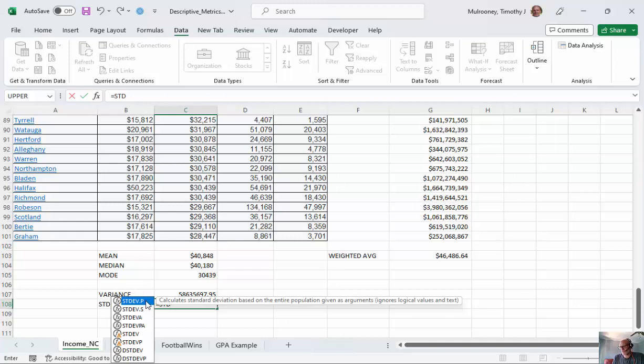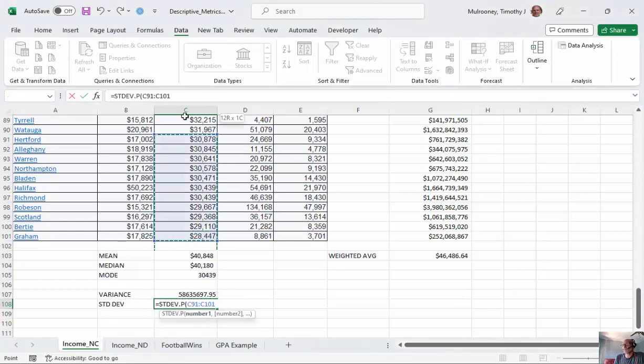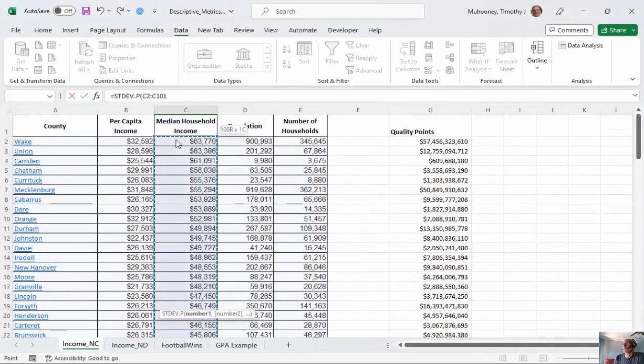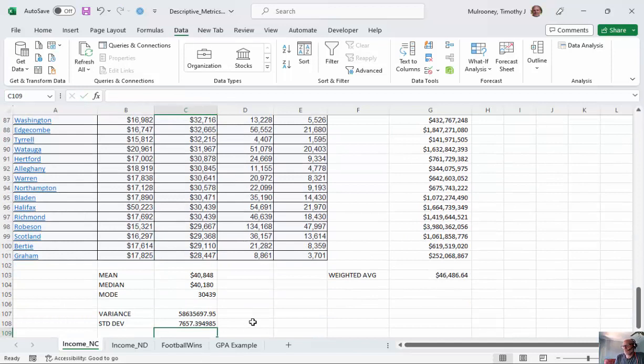And you can see there's different standard deviations. Some of these have been deprecated. We're just going to look at this. This is the standard deviation, 7,657. And so everything within one standard deviation of income is going to be about 47, 48,000 down to 32, 33,000. About that. And so you can see the variance and the standard deviation because I can calculate for different data sets.